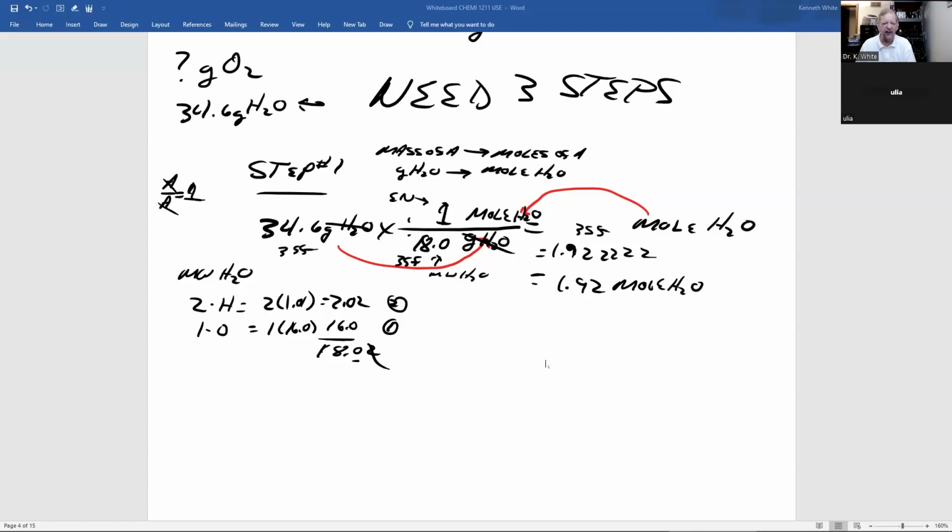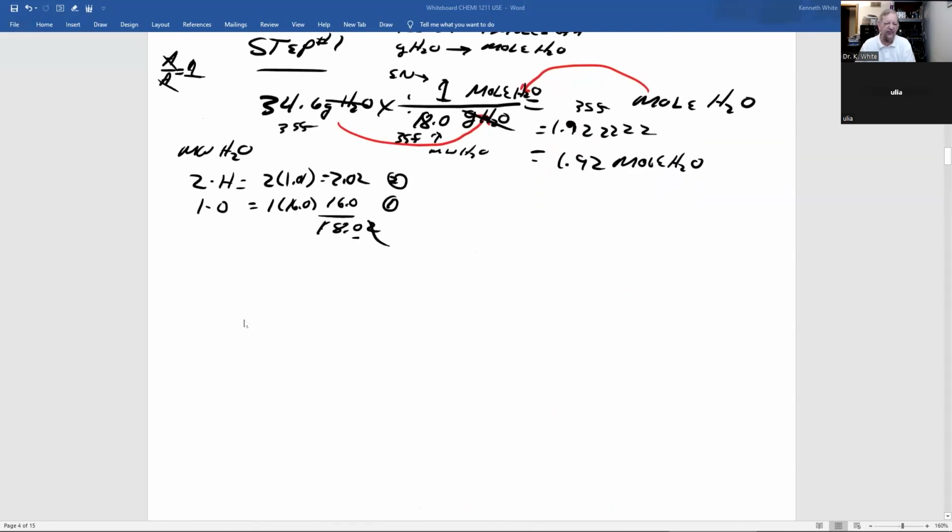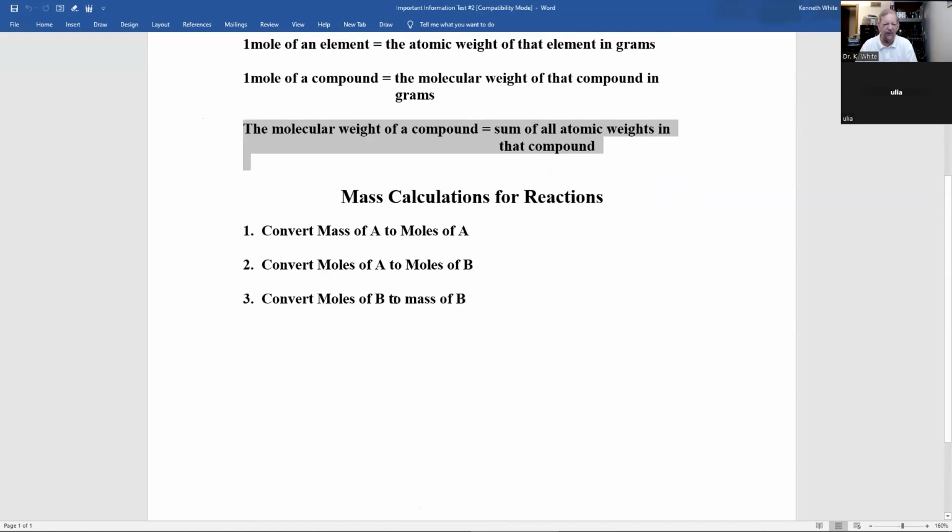But let's go back. So we've done step 1. Are we done? No. We want to get to grams of O2. Well, it's time for step number 2. And if we look at important information, test number 2 for mass calculations, mass meaning weight, step 2 is moles of A to moles of B.